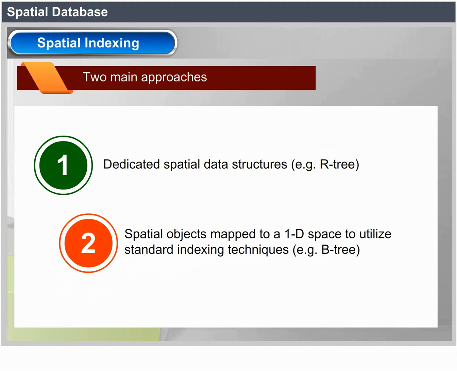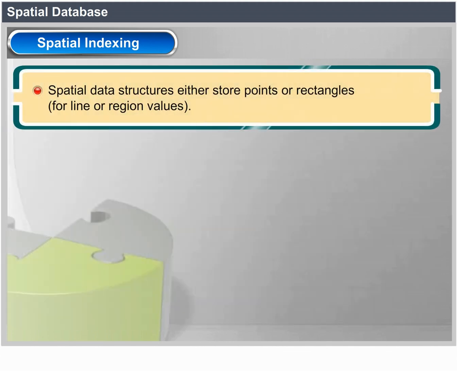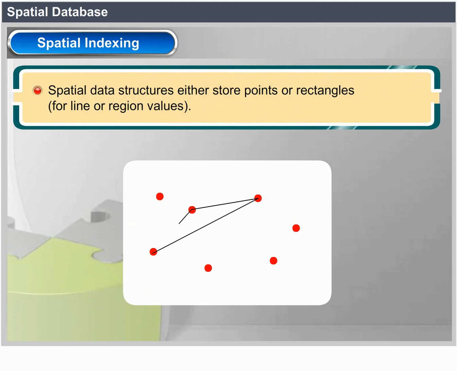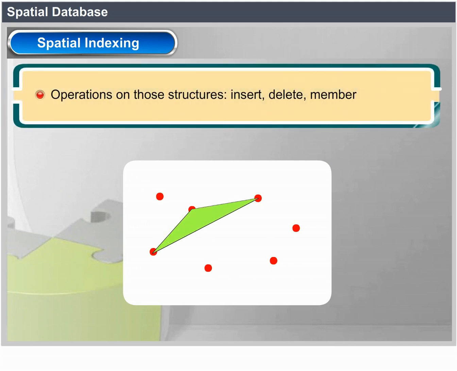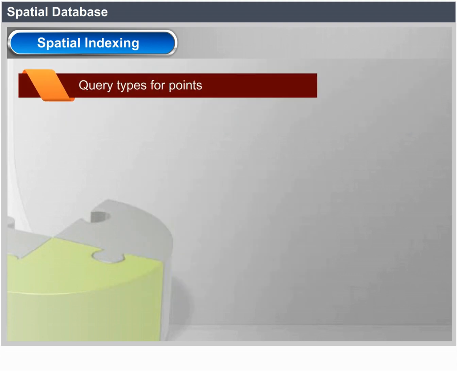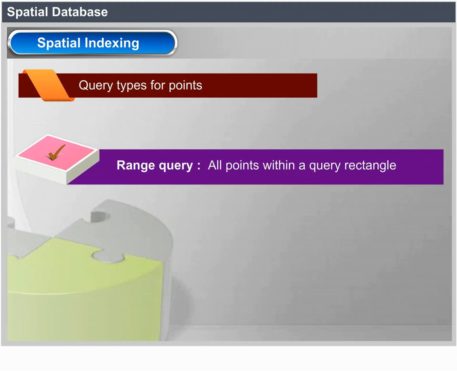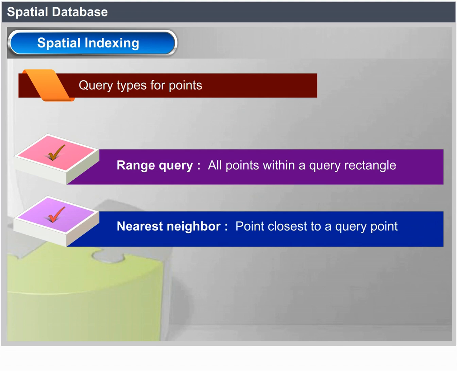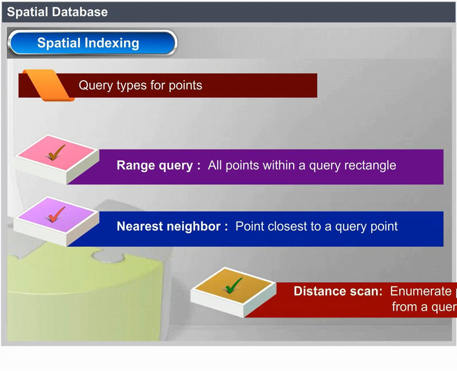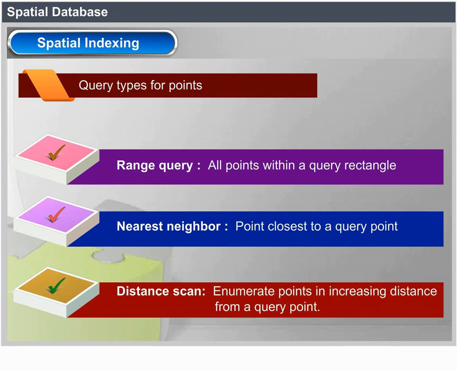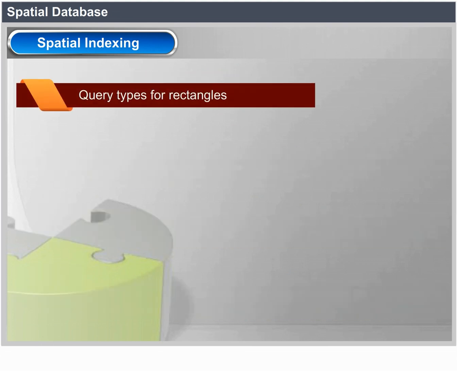Spatial data structures either store points or rectangles for line or region values. Operations on those structures: insert, delete, member. Query types for points: range query, all points within a query rectangle; nearest neighbor, point closest to a query point; distance scan, enumerate points in increasing distance from a query point. Query types for rectangles: intersection query, containment query.